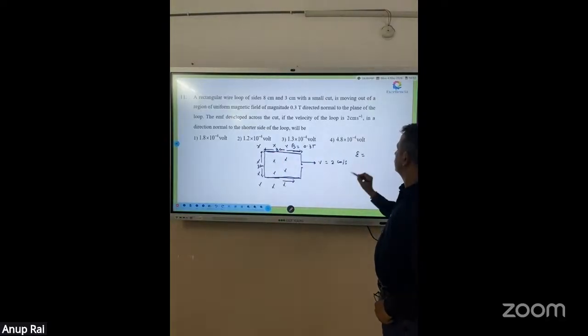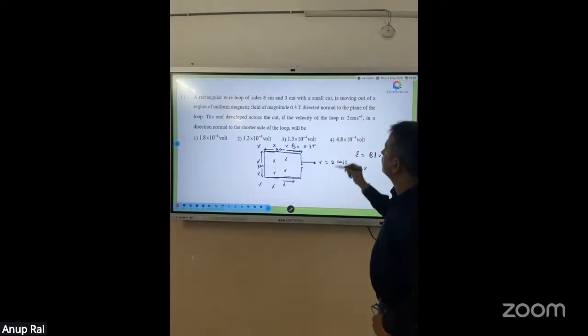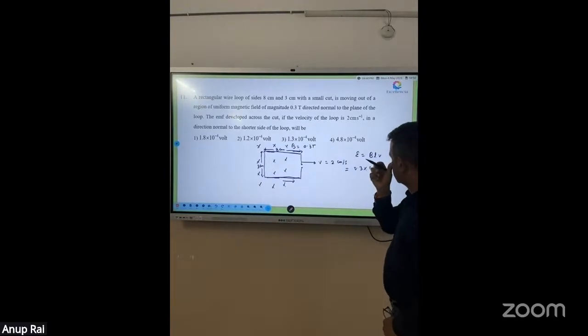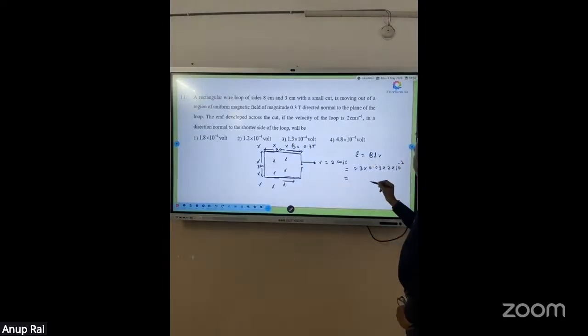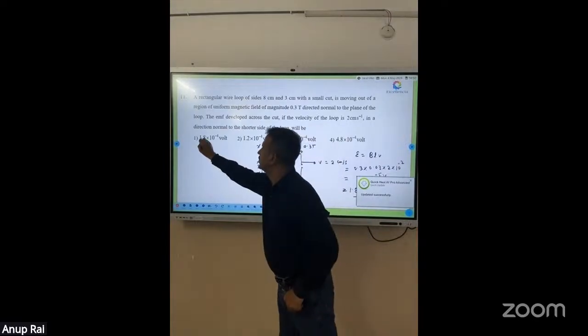So the EMF induced is going to be BLV. B is 0.3, but for the length we need to take the breadth only, which is 3 centimeters, so 0.03, and the velocity is 2 × 10^-2. It will come to 18 × 10^-5 volt, which can also be written as 1.8 × 10^-4. So option 1 is that.